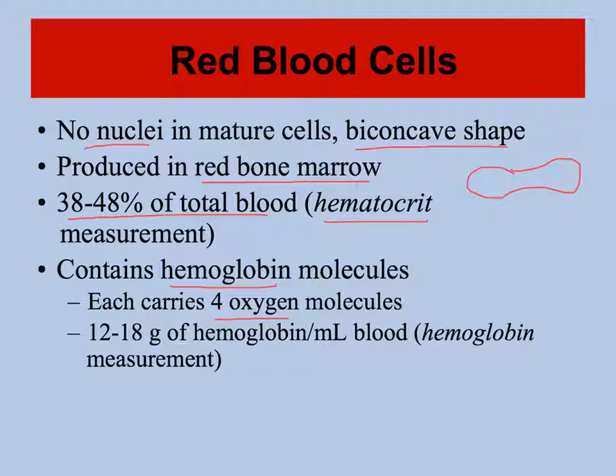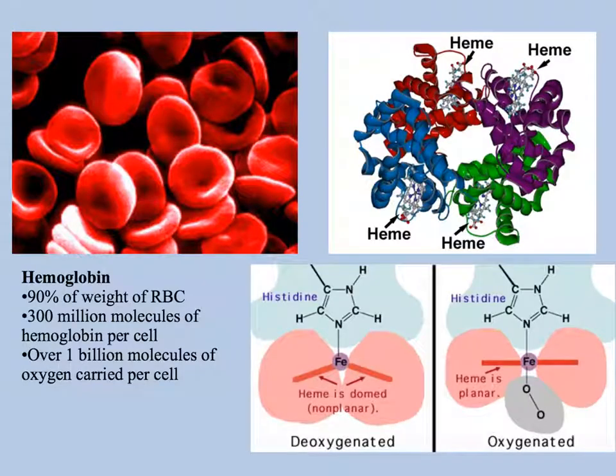The normal range is considered 12 to 18 grams of hemoglobin per milliliter of blood, and that is a hemoglobin number that you might get if, again, you've ever had your blood tested. So here's a picture, a slide of some red blood cells, and then we've got a diagram over here of somebody trying to show us what the hemoglobin molecule looks like.